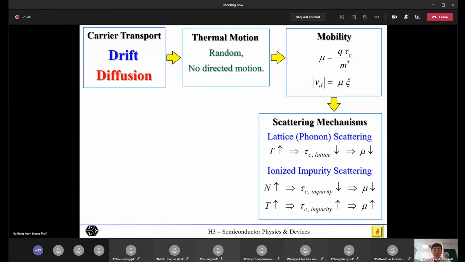And the average time between collisions will go higher. You can go a longer distance without being scattered so much. So the tau c increases under this mechanism, and in fact, you find that the mobility goes up when temperature increases, provided the ionized impurity scattering is the main scattering mechanism. So these two scattering mechanisms have different effects on mobility when temperature changes. And by looking at how the mobility varies when the temperature changes, you can tell which is the dominant scattering mechanism in the semiconductor.